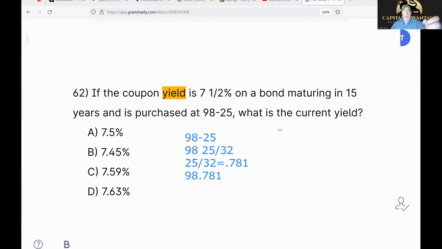Again, remember, it's AMP, annual. 7.5 divided by 98.781. Let me do that on the handy-dandy calculator. 7.5 divided by 98.781 equals 7.59, and boom, there's letter C. So that's all I did. So 7.59 is my number. That is how we do that.